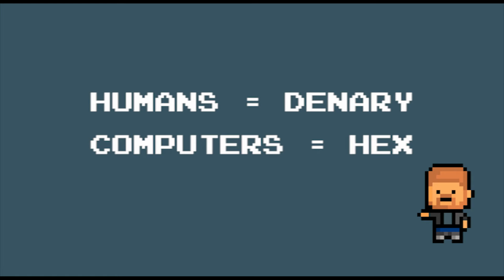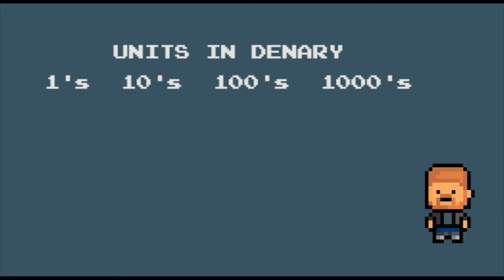In our everyday life, we use a number system called denary, 0 to 9. This is referred to as a base 10 system, and the units, the ones, the tens, the hundreds, and the thousands, etc., increase by the power of 10. 10 times 1 is 10, 10 times 10 is 100, and so on.